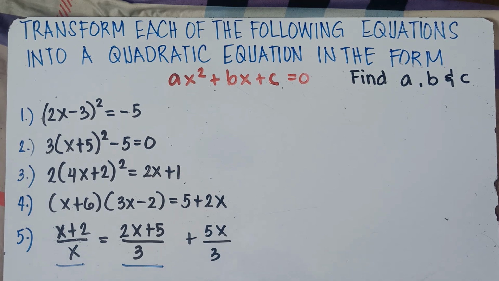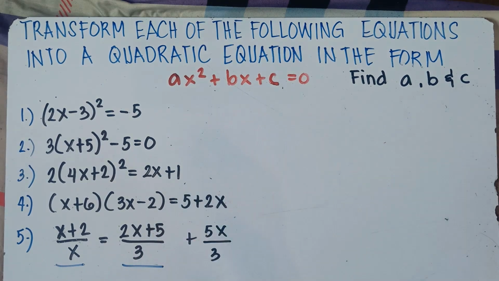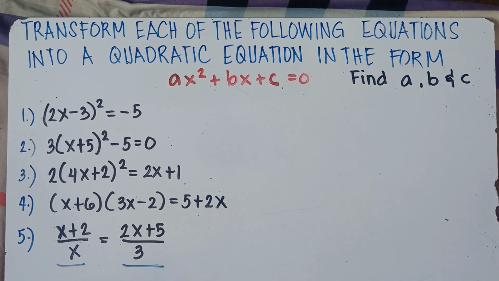So once again, class, I do have another video for this one. What if you have this kind of equation and you transform this one into a quadratic equation? Feel free to see the link on the description down below on how to transform rational equations, if you're dealing with fractions. But in this scenario, we can just simply do cross multiplication because we only have one fraction on the left and another one on the right.